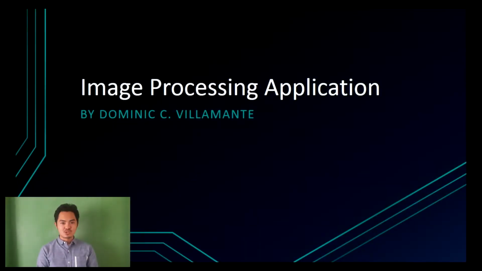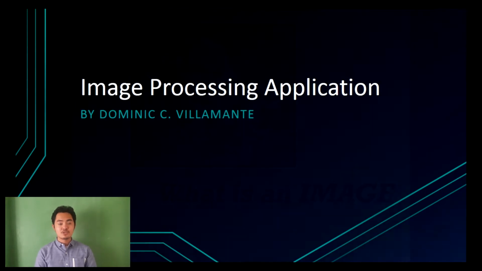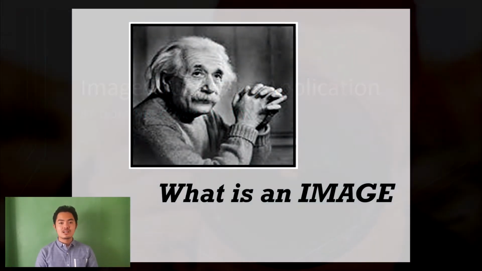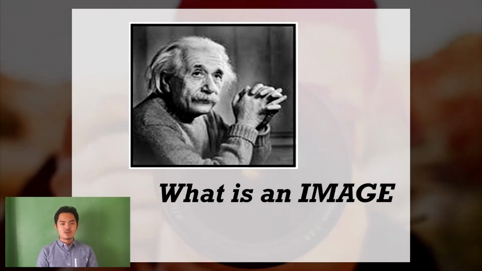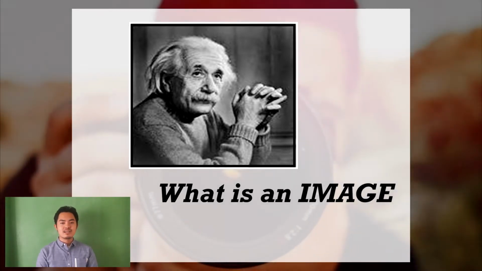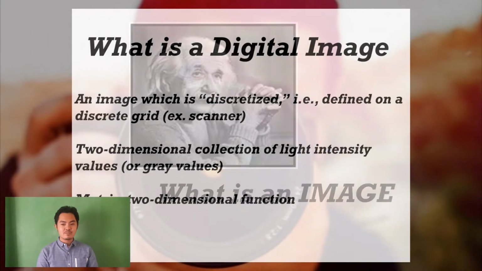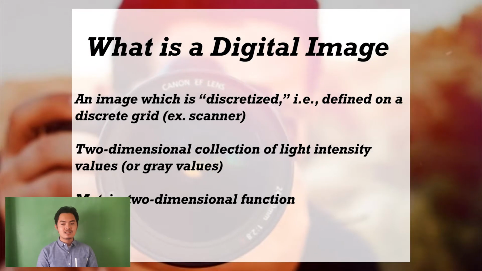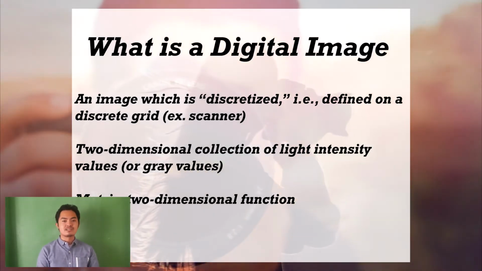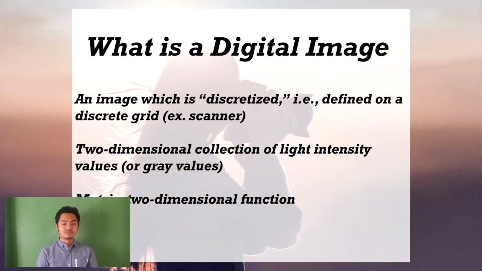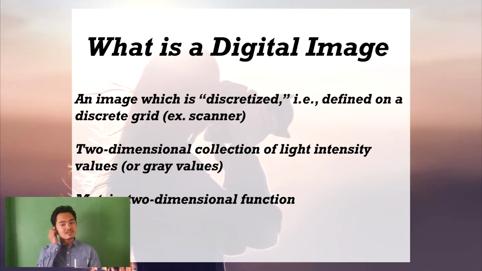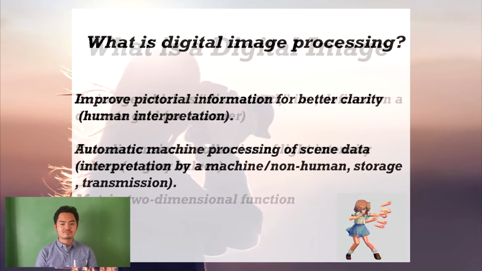An image is a picture, a photograph. It's visual data, and this is usually two-dimensional and three-dimensional info. What is a digital image? A digital image is an image which is discretized, defined on a discrete grid. It is a two-dimensional collection of light intensity values, and it has a matrix of two-dimensional function.